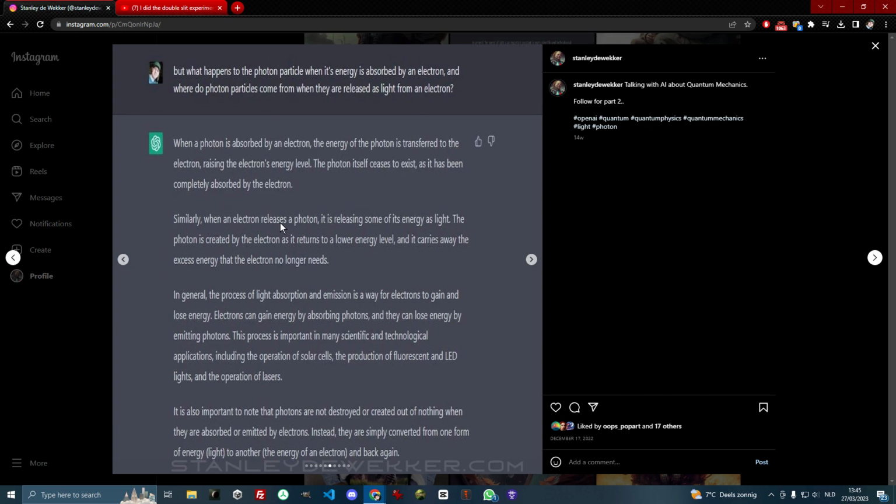Similarly, when an electron releases, so it's releasing a photon. If you're releasing something, aren't you holding on to it before that? You must have been holding on to it, right? Like if you captured it and now you're releasing it. Yeah, that's why it's so interesting the way they talk, that it tells you something. So you cannot release something, but it is releasing some of its energy as light. It's releasing energy as light.